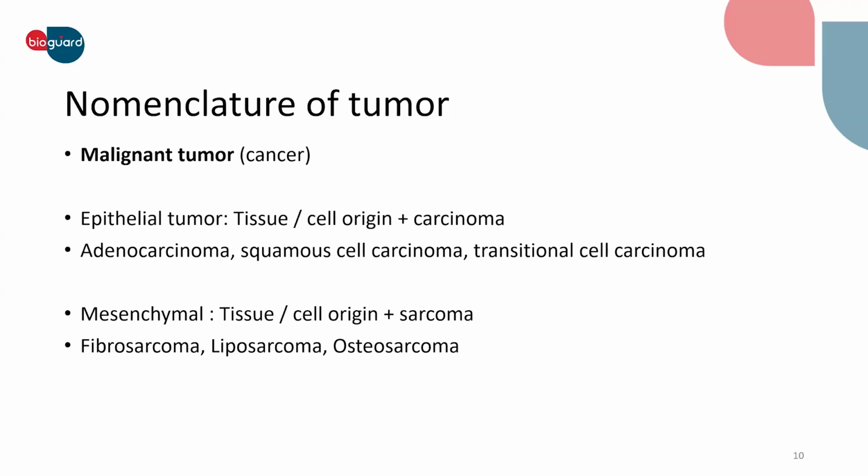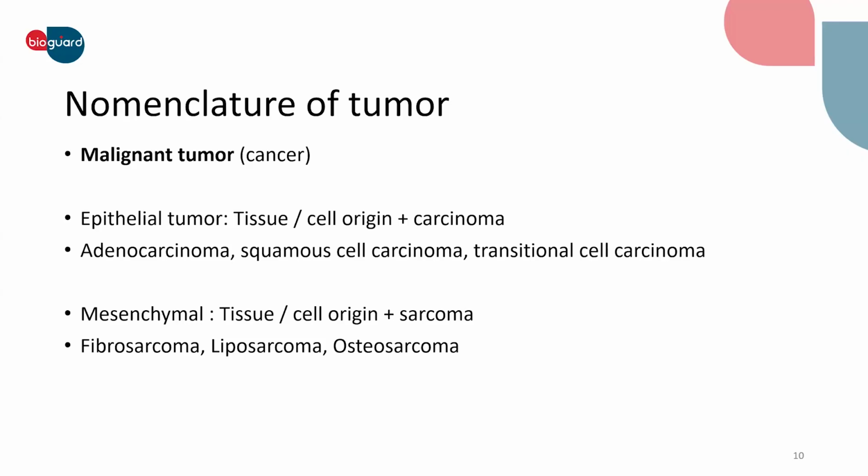Now let's look at malignant tumors, which behave very differently from benign ones. Unlike benign tumors, malignant ones invade surrounding tissues and may even spread to distant organs, and the way we name them reflects that. For epithelial tumors, we use the suffix carcinoma. The name tells us about the tissue of origin and the fact that it's malignant.